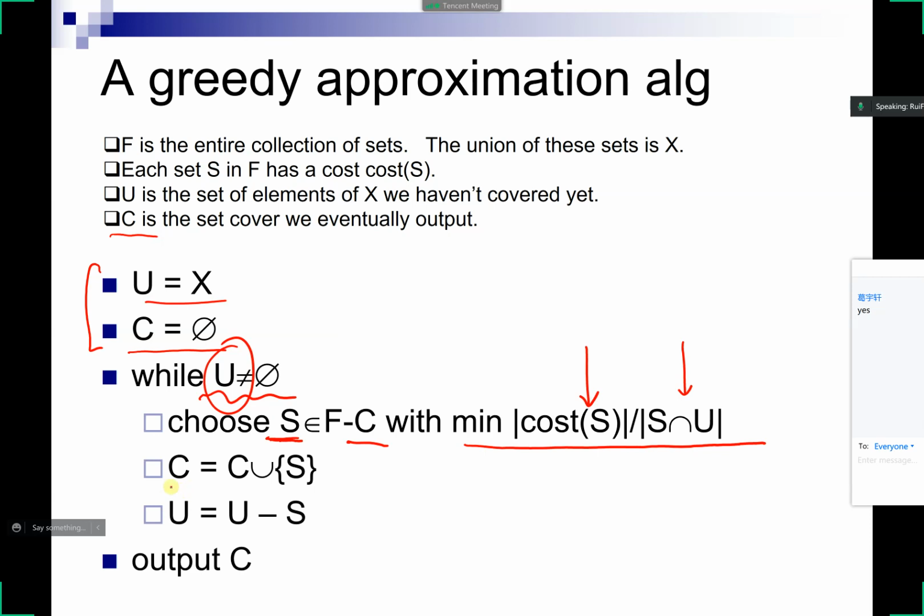Then we're going to add that S to our set cover. We're also going to take all of the elements that S covers and take them out of the uncovered set. And then we just keep running this until we have covered everything, until U equals the empty set. So that's the greedy algorithm that we have. Any questions?